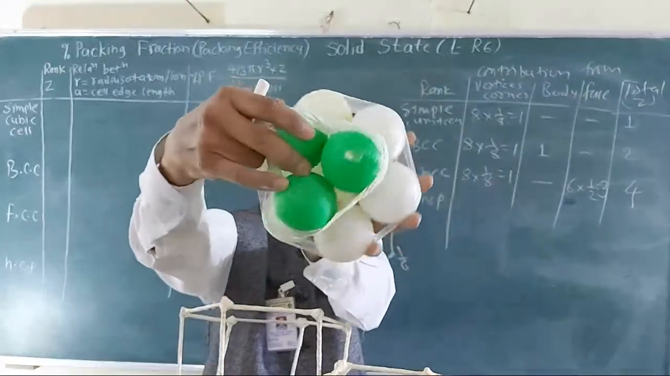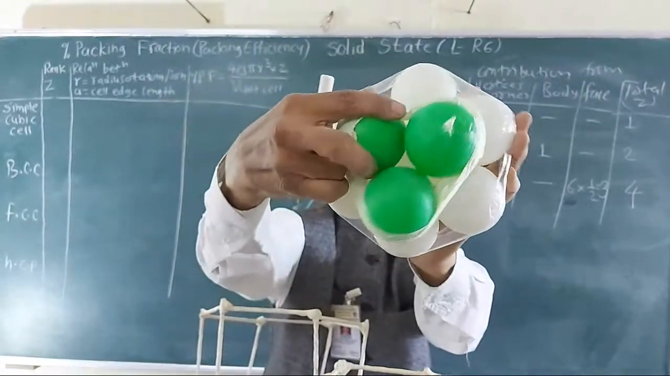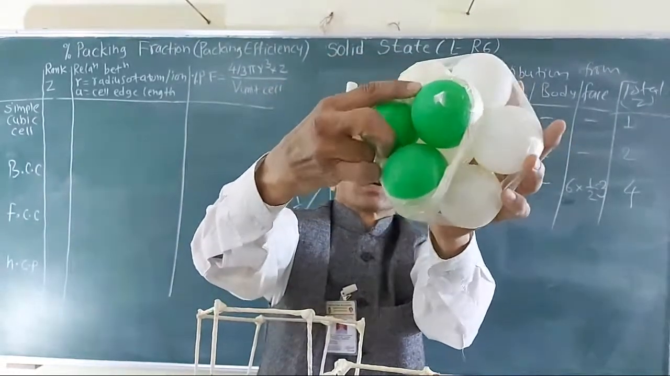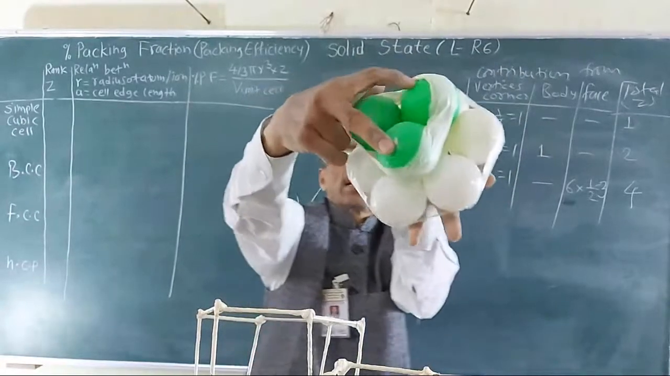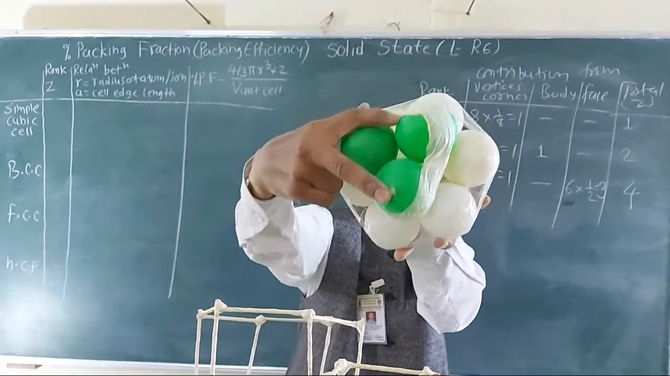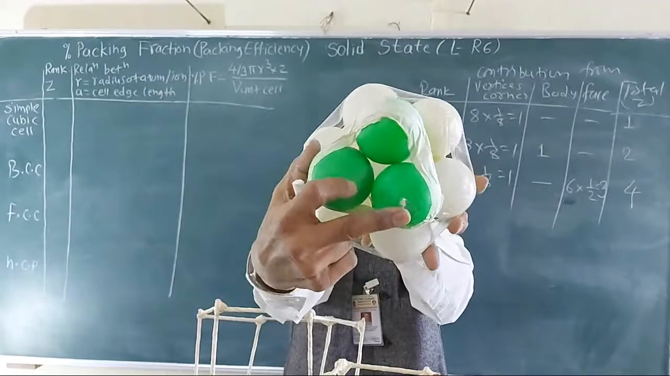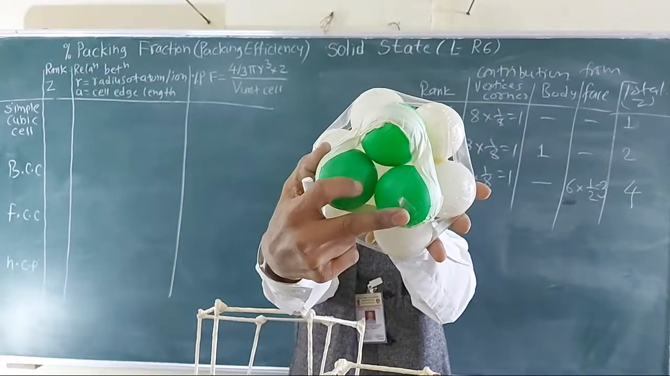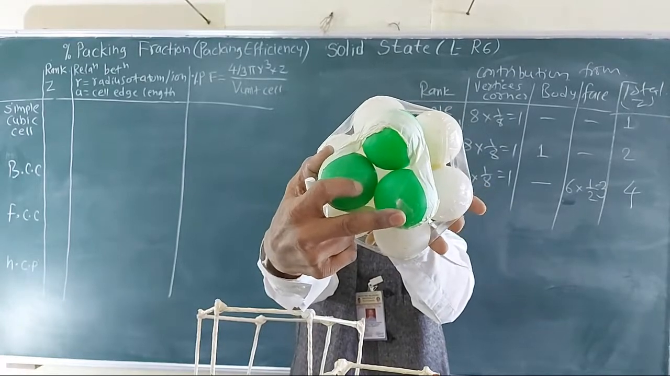Like this, or like this, or like this. So only 3 are completely closed. Formation of tetrahedral voids is taking place, and the octahedral voids are taking place alternatively. 3 tetrahedral and 3 octahedral voids are there.